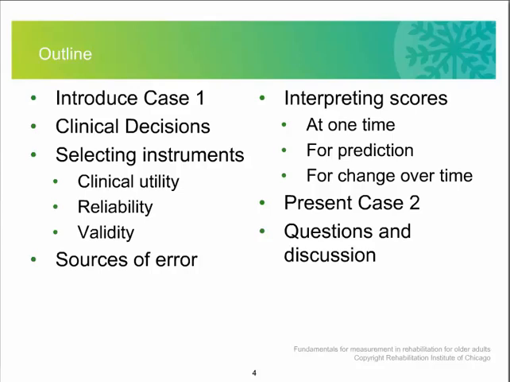Topics in the webinar include common clinical decisions supported by measurement, selecting valid and reliable instruments, understanding the common clinical sources of measurement error, and interpreting measurements from one assessment, prediction of a future event, and change across 2 or more assessments. We will discuss the concepts of clinical utility, validity, reliability, and interpreting scores in the context of 2 clinical cases. We will start by introducing the case of Frank, a 72-year-old male with Parkinson's disease, to present information on the fundamentals of measurement. And we will follow up with the case of Lucille, a 79-year-old female with cognitive functioning concerns.